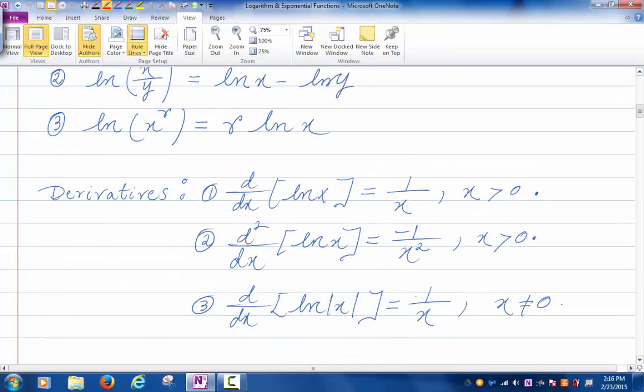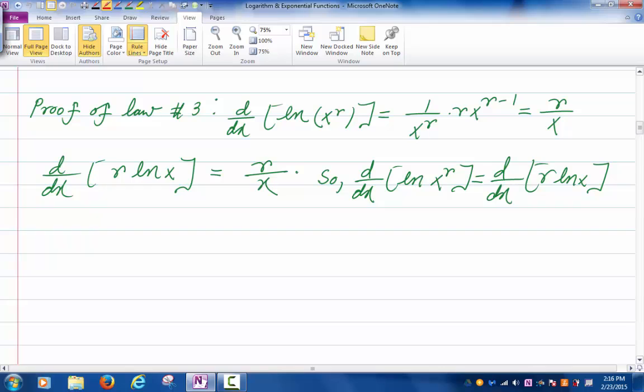So take the derivative of the left hand side. The left hand side is ln of x to the r. If I take the derivative of that by using the chain rule, what's the derivative? Well, if x to the r were just x, then the derivative would be 1 over x to the r. But x to the r unfortunately is not just x, so you have to multiply by its derivative. This is by chain rule. So the derivative of ln of x to the r is 1 over x to the r times r x to the r minus 1, which is r over x.